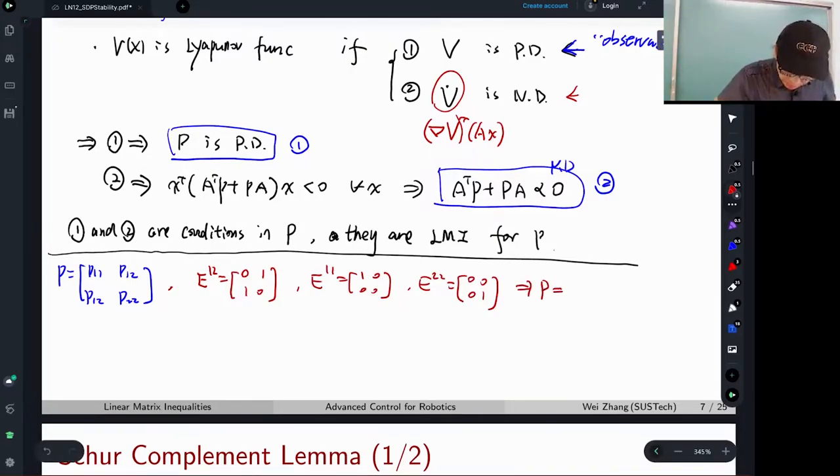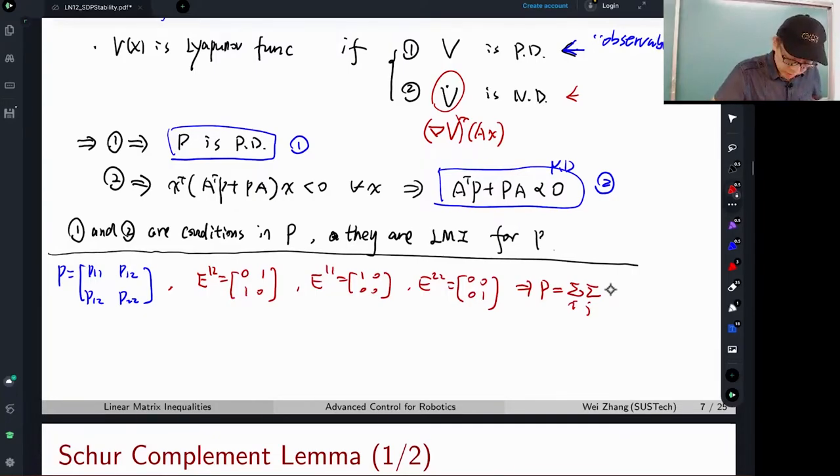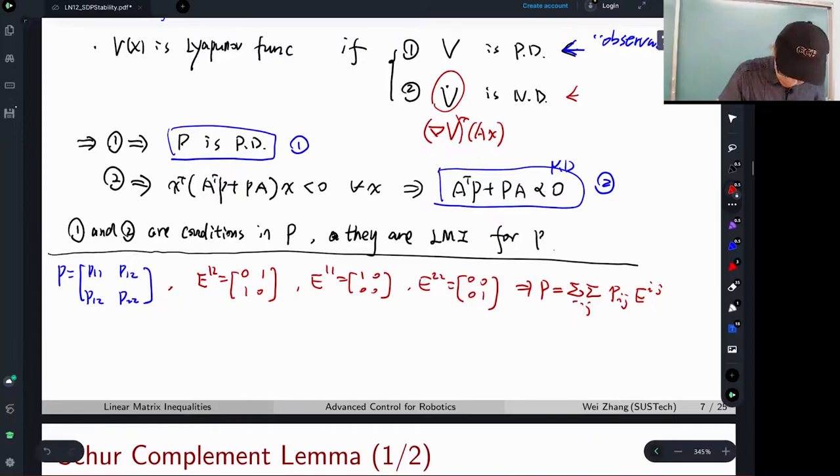So P can be written as a summation over ij of P ij E ij. I think I need to eliminate, I don't want to double count the diagonal term. I don't know how to write it. Anyway, I think you're fine. It's only three terms, okay? So overall, we have only three terms, and these three terms are in terms of the variables.